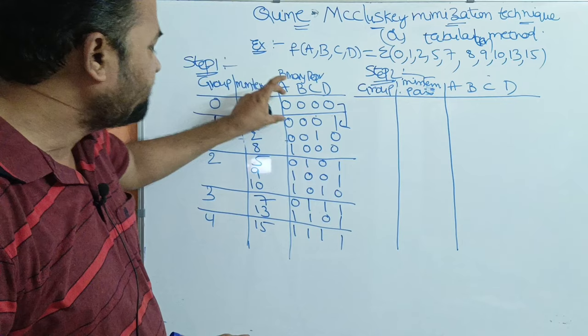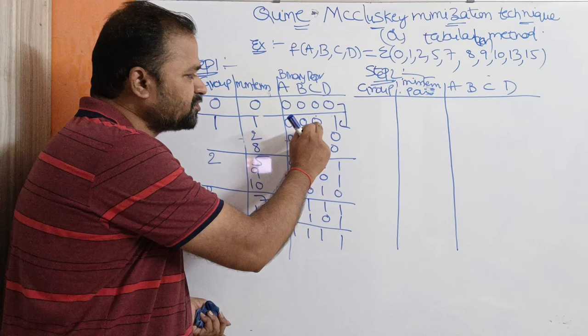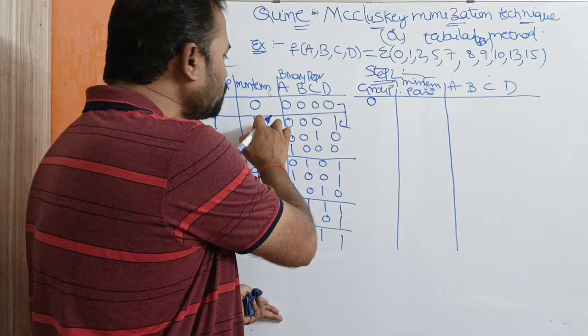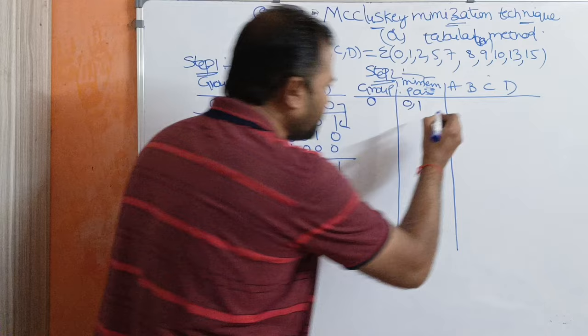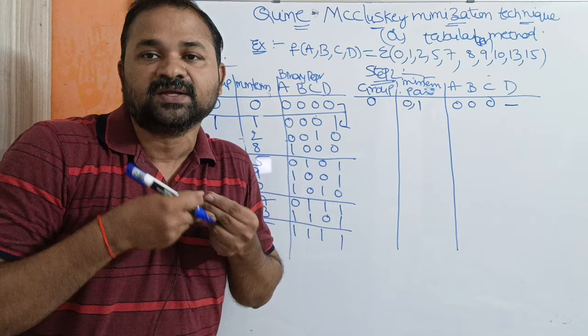If they differ by only one variable position, then we can combine those min terms. If we observe these two, 0 0 same, 0 0 same, 0 0 same, 0 1, we have one variable difference. So we can combine these two min terms. Here the min term pair is 0 comma 1. The first 3 positions, ABC, are the same, but coming to D, we have 0, 1. If we have two values, then we have to write a dash. Dash is nothing but don't care. The value may be either 0 or 1.